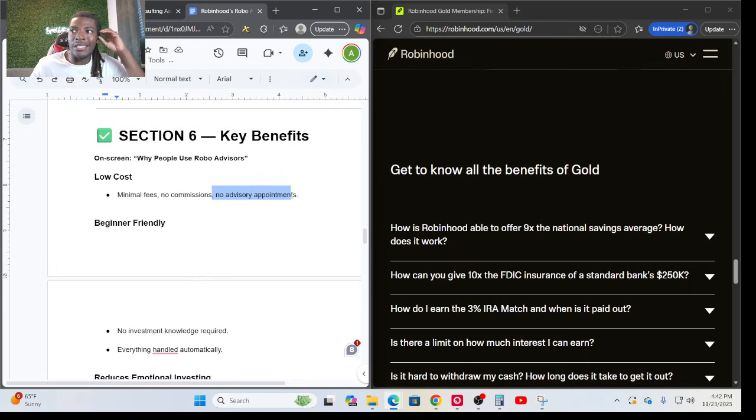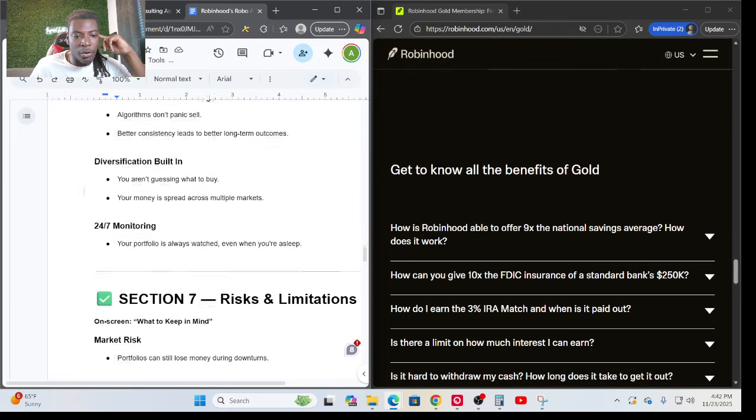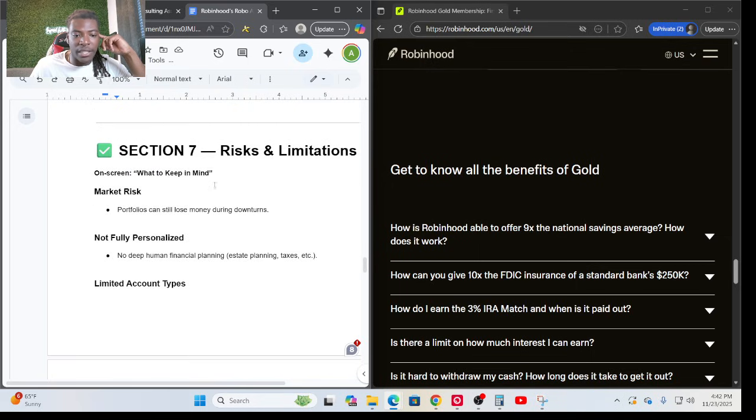Well, you get the taxes, but you don't get the tax breakdown. So if you're looking for estate planning and things like that, it's not going to be on here, so you may want to contact someone for that. Just letting you know. We talked about emotional decision making. Risk and limits. Okay, here we go.